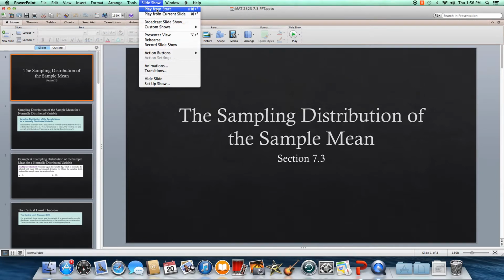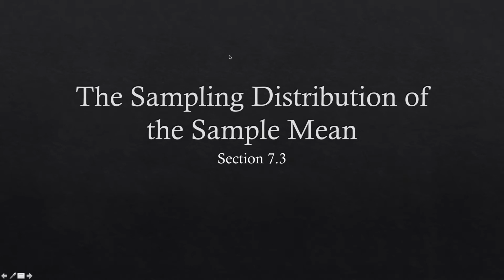Alright folks, this is the last slideshow from section 7.3, the sampling distribution of the sample mean. So we've looked at how the sampling distribution of the sample mean is affected by population and standard deviation. We figured out that the mean of the sample means is equal to the population mean, and that the standard deviation of the sample mean is equal to the standard deviation of the variable under consideration divided by the square root of n. So we've learned those two bits of information.